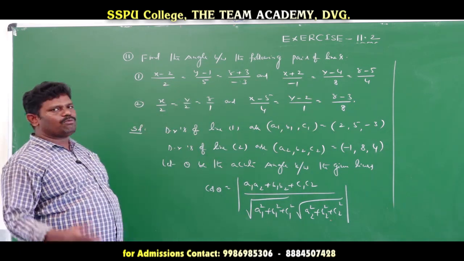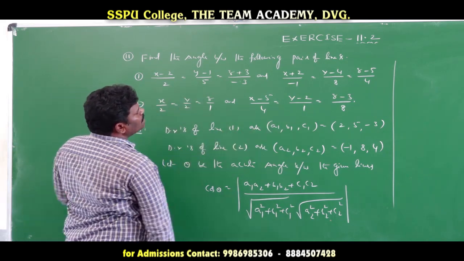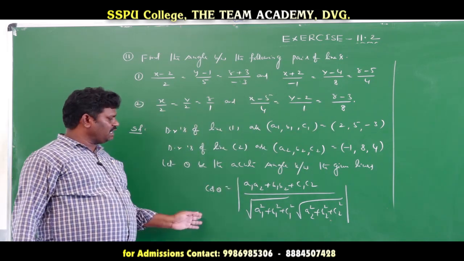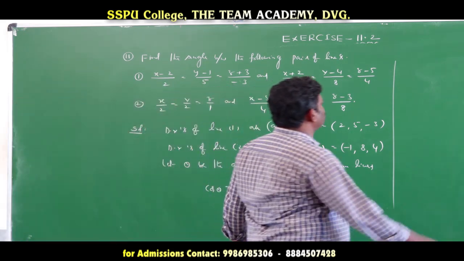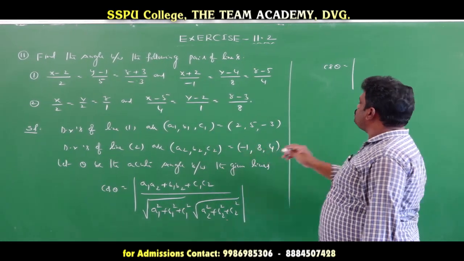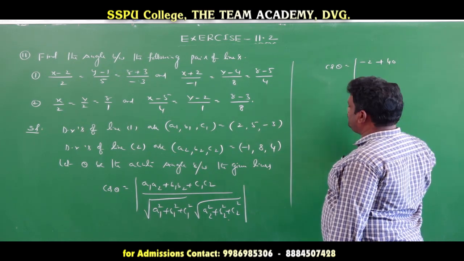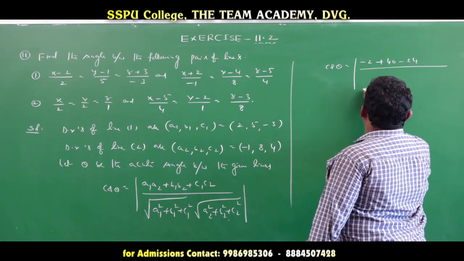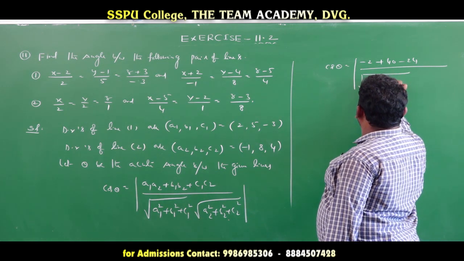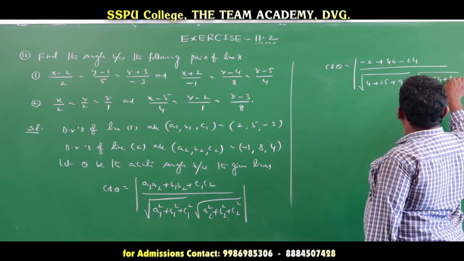But if we directly consider the Cartesian form, then what we have done: the direction ratios of line 1 are these, and the direction ratios of line 2 are minus 1, 8, 4. Now let theta be the acute angle between the given lines; cos theta formula. We substitute the values: cos theta is equal to 2 into minus 1, minus 2, plus 5 8s are 40, next minus 24, divided by square root of 4 plus 25 plus 9, times square root of 1 plus 64 plus 16.